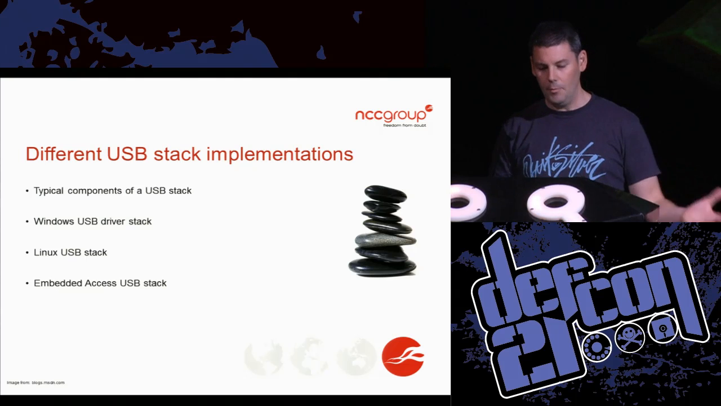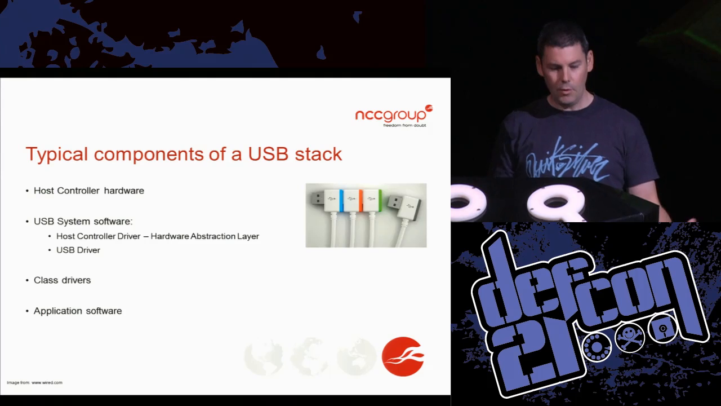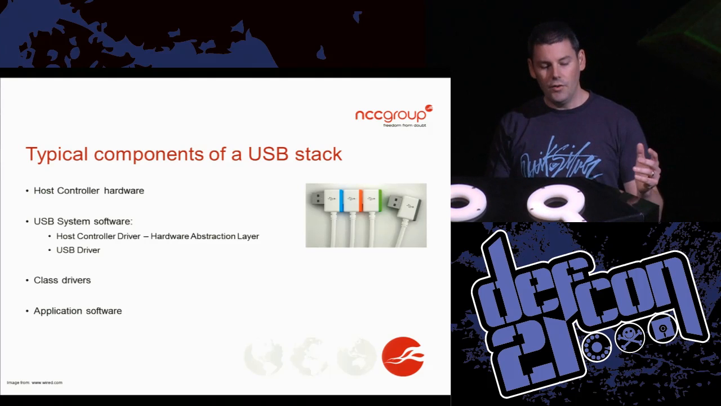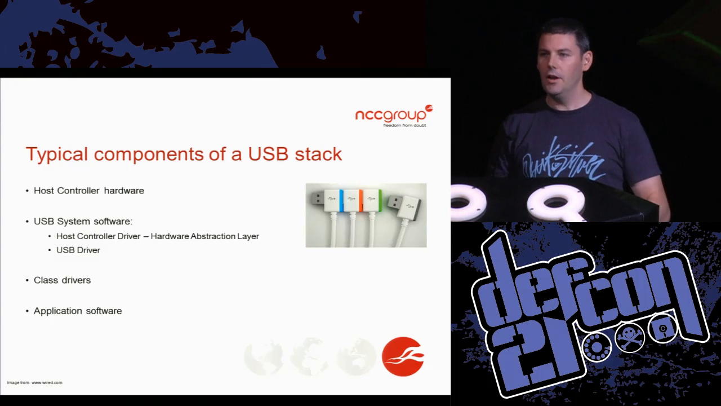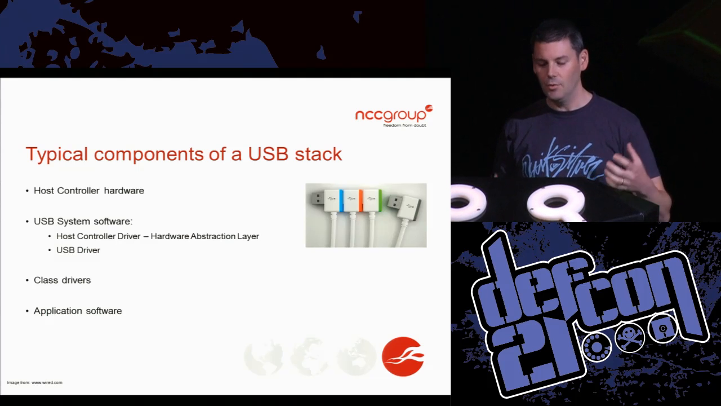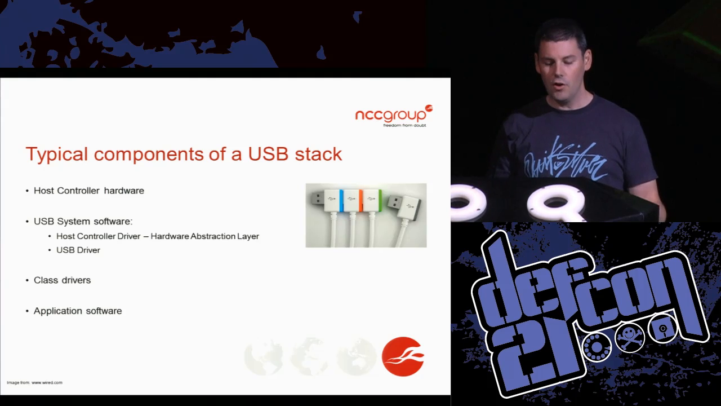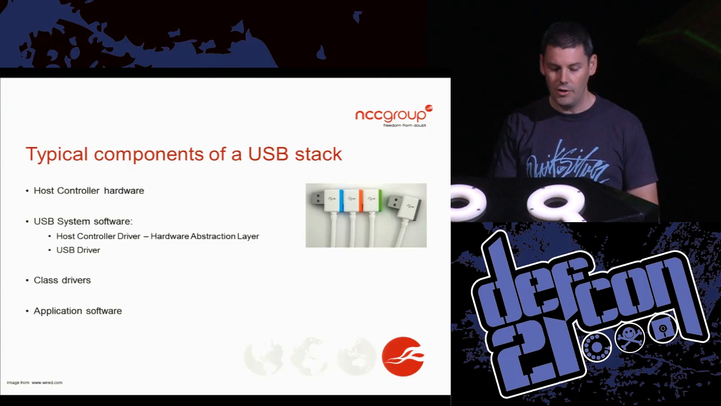So there's a bunch of different USB stack implementations. I'm going to whiz through these slides because, as I said, I've only got 20 minutes. Typical components: you've got host controller hardware at the lowest level. This is implementing things like timing, electrical signals, all that kind of stuff that needs to be implemented in hardware. You've then got the host controller driver, which provides an abstraction layer to that hardware for the USB core drivers. And it's those core drivers that perform the actual enumeration.